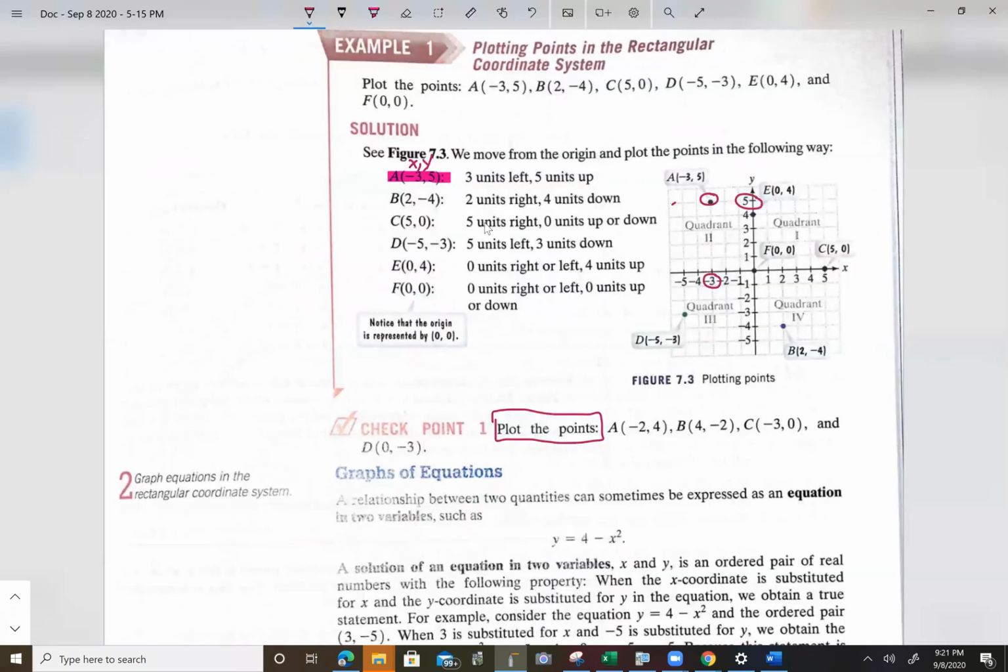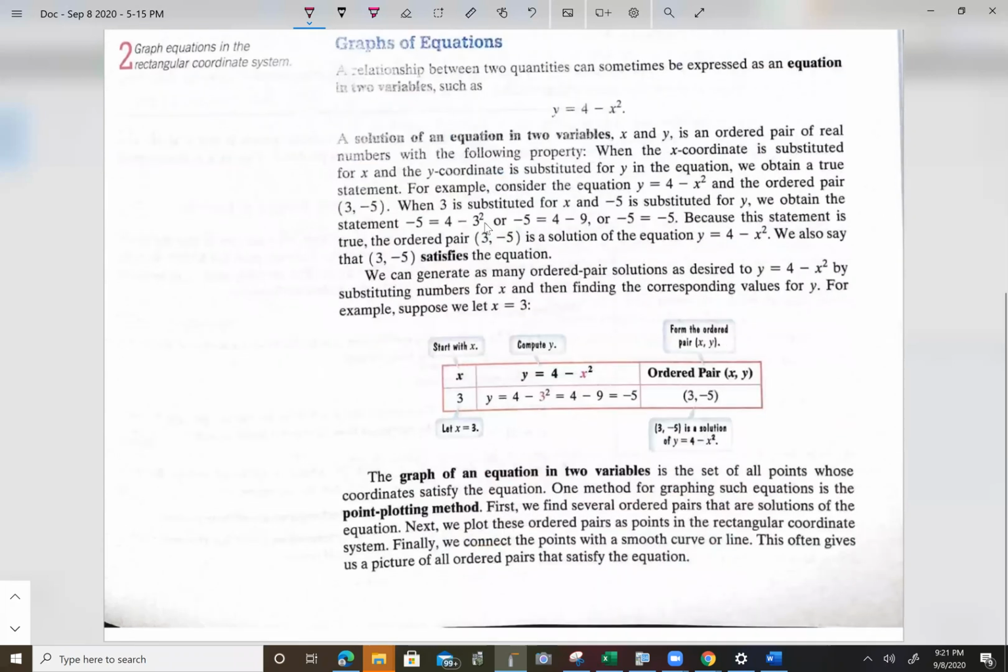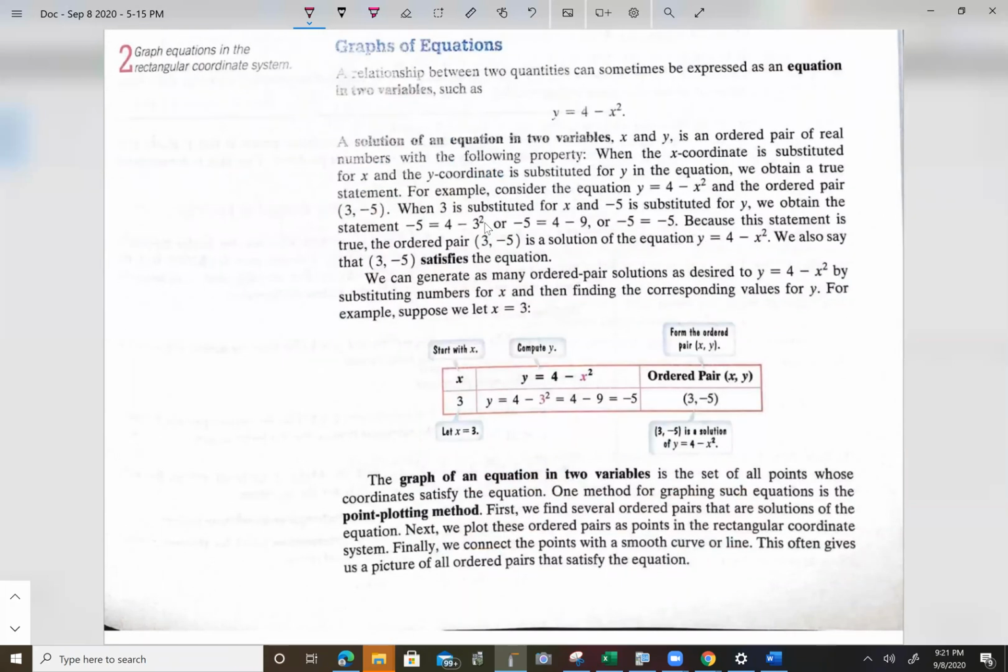Cool, cool, cool. All right, graphing equations. So we are talking about any equation, doesn't have to be linear. We'll get into some linear stuff soon, but just graphing any equation, the way it's talking about doing this is just making a table for your equation.